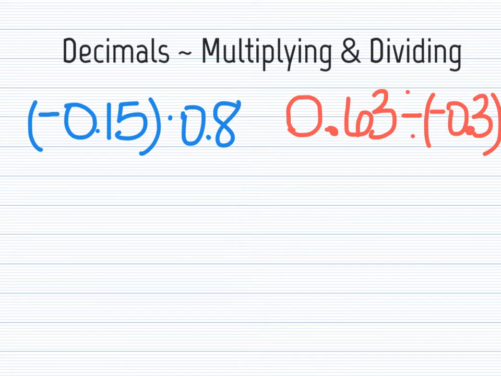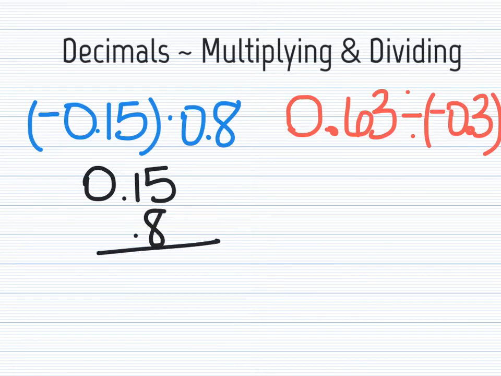Remember when you multiply and divide fractions that you don't worry much about the decimal in the beginning. So when you multiply this first problem here, I'm just going to write this as a regular multiplication problem. I'm going to multiply these numbers ignoring the decimal. So I'm going to do 8 times 5, which is 40. 8 times 1 plus 4 is 12.